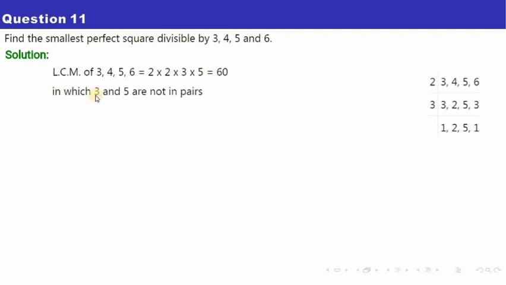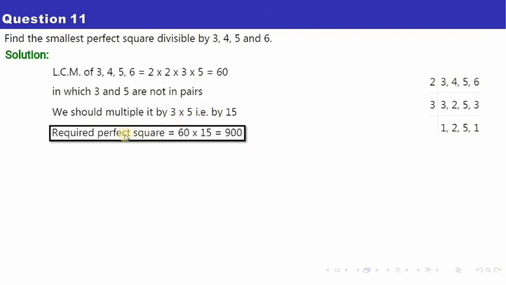Here, as I said, 3 and 5 are not in pairs. So we should multiply it by 3 into 5 in order to make the pairs of 3 and 5. 3 into 5 is how much? 15, isn't it? So that's why the required perfect square will be, we need to multiply this entire thing by 15. So 60 into 15 will be equal to 900. So this will be the smallest perfect square number which will be divisible by 3, 4, 5 and 6.